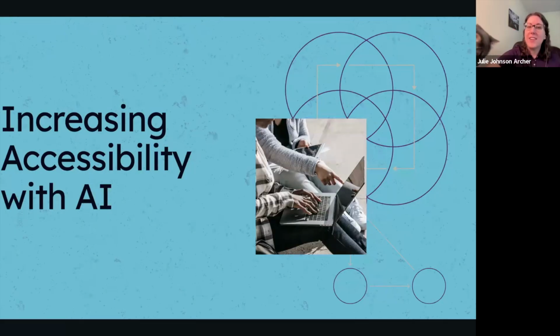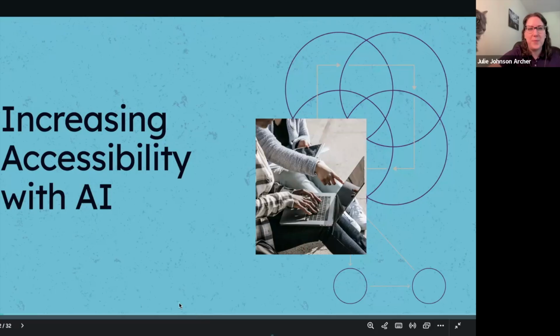So, to help us stay grounded, we will use two ACU student personas to think about how AI tools could be used to increase accessibility for our students. So, we invite you to imagine your students as we go.